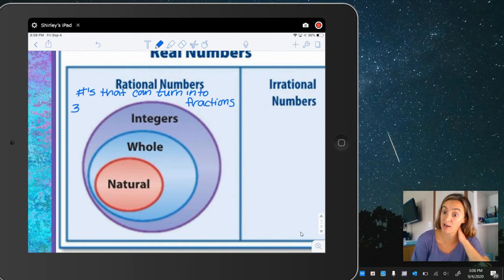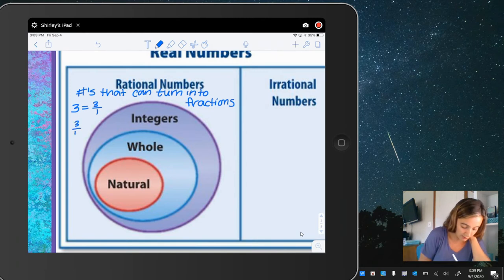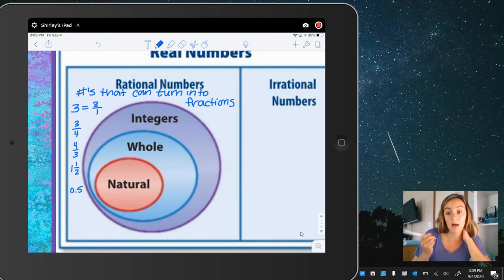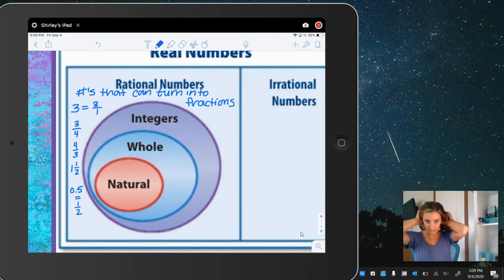How can I write 3 as a fraction? Well, what can I put 3 above to make it look like a fraction? 3 is the same thing as 3 divided by 1, so there's my fraction. Fractions are already written as fractions, so those are rational numbers. So 3/4. Improper fractions, 4/3. Mixed fractions, 1 1/2. Decimals, 0.5. Ask yourself, well, if I'm looking at a decimal, do I know its fraction counterpart? So can I write 0.5 as a fraction? I sure can. That's the same as 1/2. Square roots are rational numbers. We're going to save that for day 2, so we're not going to get into any of that here.